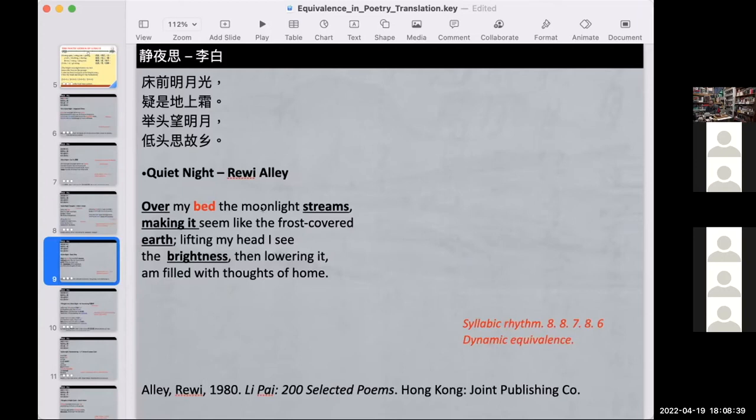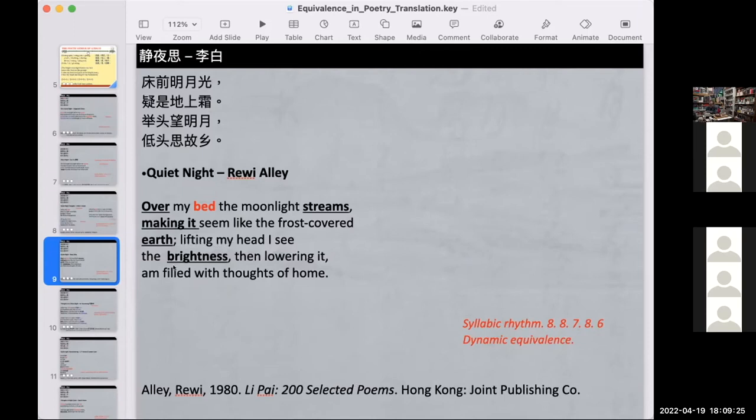So he says, over my bed, the moonlight streams, making it seem like the frost-covered earth. Lifting my head, I see the brightness. And here you have to stop. So you can see he doesn't stop at the end of the line. No, he keeps reading. You have to keep reading until there is a comma and then you stop. So don't be fooled by the line cut. The line cut doesn't represent how you should read it. So we know right away that this is syllabic rhythm. If you count the syllables, it will be 8, 8, 7, 8, 6. Very similar, almost the same. This is syllabic, and this is dynamic equivalence.